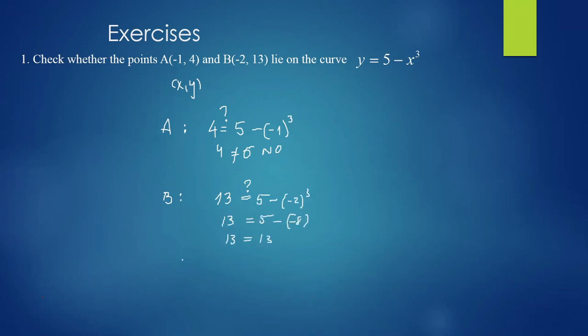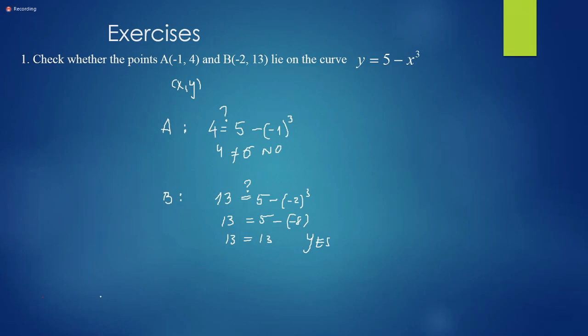In other words, the point A does not lie on this curve, and the point B does lie on this curve. So this is simply checking. Sometimes you do need to check, but basically this is a simple exercise to make you understand how the equation is connected to the curve it actually describes.